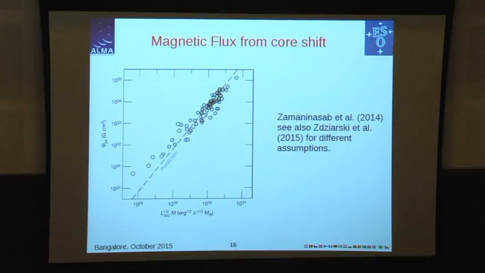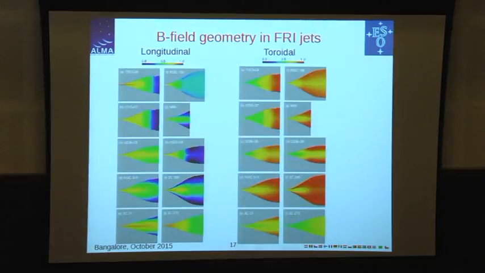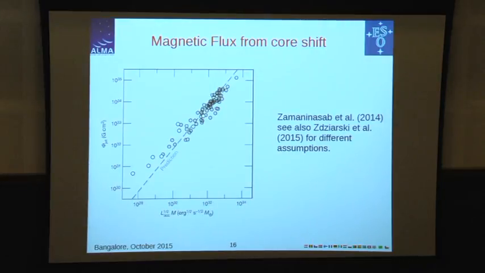Here's the magnetic flux from core shift, a subject populated by people with names beginning with Z for some reason. And the point here is that this is plotted against the square root of the accretion-disk luminosity, and this is the magnetic flux. And the reason for this line is that this is roughly the prediction from the MAD models, although there are some differences of opinion on the precise jet geometry, which leads to different answers for the value of the magnetic field strength, which is what's different between those two papers.